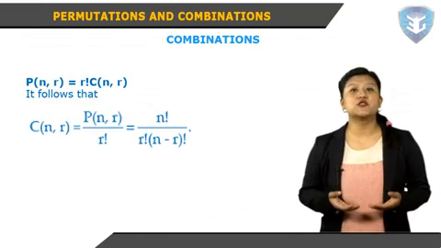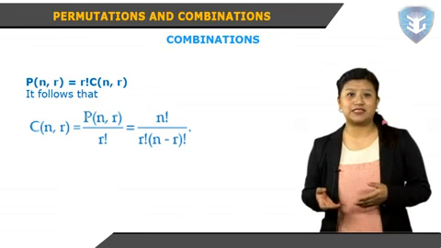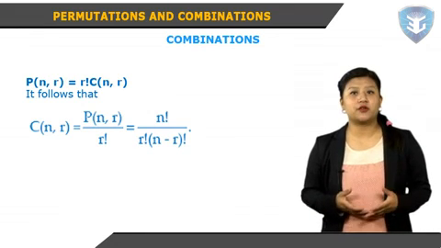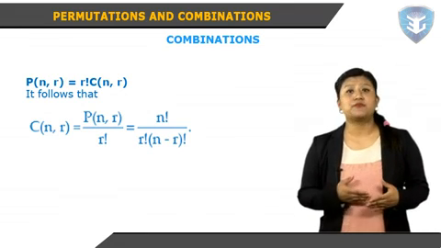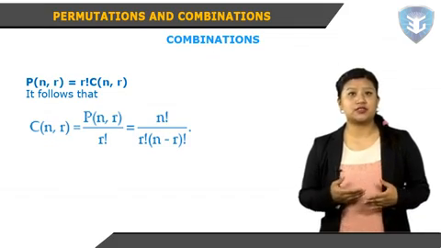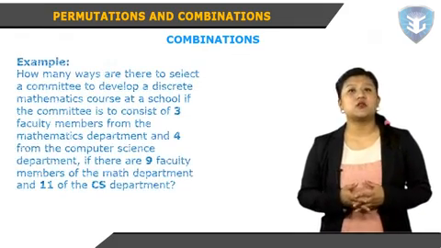Since the number of groups of r elements out of n elements is C(n, r), and each group can be arranged in r! ways, then P(n, r) equals r! C(n, r). Let us now look at an example.